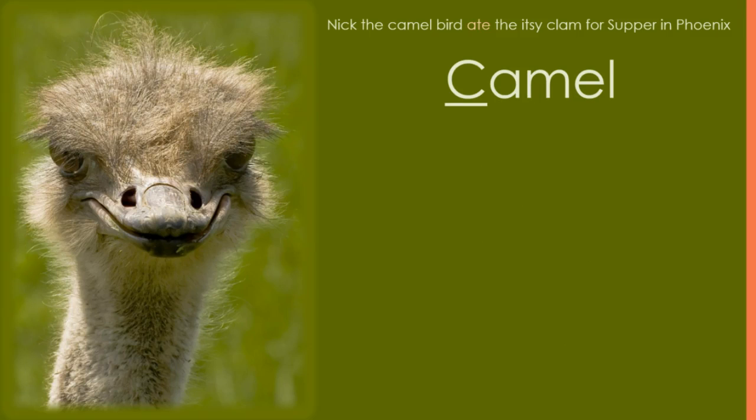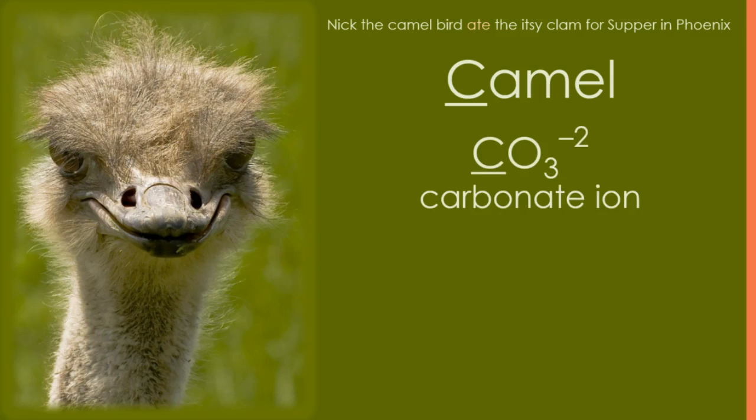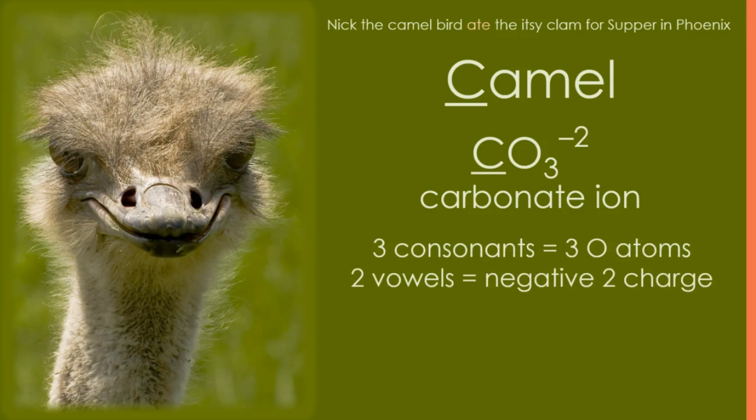All right, next word is camel. Starts with a C, as does carbonate. Camel has 3 consonants, 3 oxygen atoms in carbonate, 2 vowels, which means that carbonate has a -2 charge. There is no such thing as carbonite unless you are in Star Wars, but we're not.